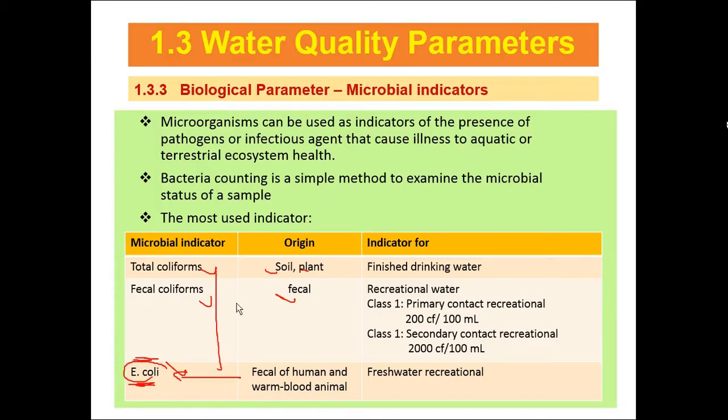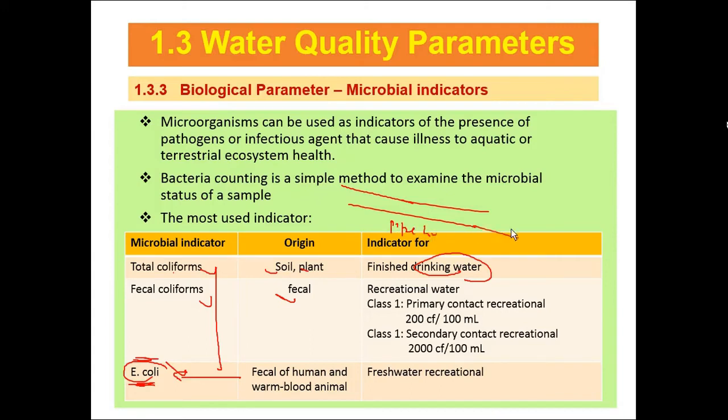So when you measure this microorganism present in the water, you know this water is polluted by something, fecal matter, or soil or plant, coming from the soil or plant. Total coliform is usually used for drinking water. So if in the pipeline, this is the pipeline.